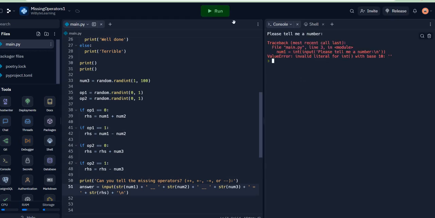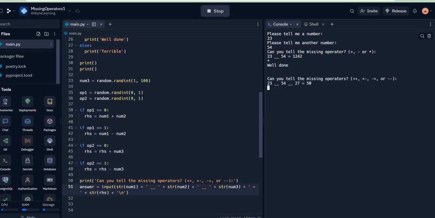So I said 12. Oops. Okay, sorry. So when I run this again, it says give me a number. I say for example 23, say 54. 23 times 54 has to be 1242. Now can you tell me the missing operators? So I say okay, 23 dash 54 and say 27. I think it's probably plus and minus. Okay, but it doesn't matter right now.